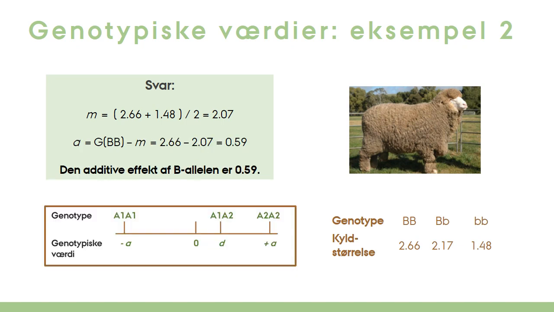Okay, so I hope you paused your video. Let's take a look. To calculate the additive genetic effect of the big B allele, we take the wool size of the genotype big B, and we subtract the midpoint. And that is 2.66 minus 2.07, which is 0.59. So the additive effect of the big B allele is 0.59.